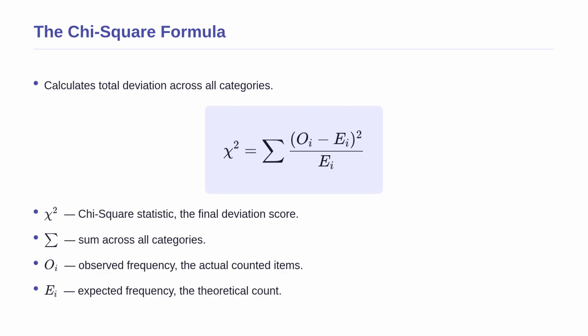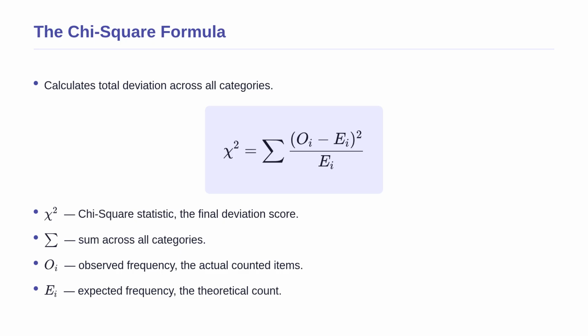So, how do we actually measure this gap mathematically? This brings us to the fundamental formula of the chi-square test. Conceptually, we need to calculate the total error across all our categories. We take the observed frequency, O sub i, and subtract the expected frequency, E sub i. We square this difference so that positive and negative errors do not cancel each other out. Then, we divide by the expected value to standardize the error. Finally, the Greek letter sigma tells us to add up these standardized errors for every single category. The result is our chi-square statistic.